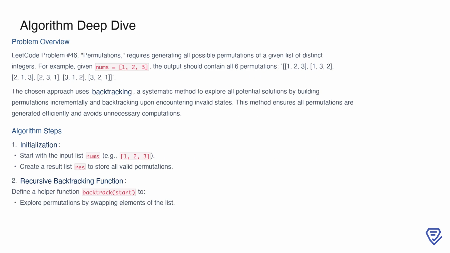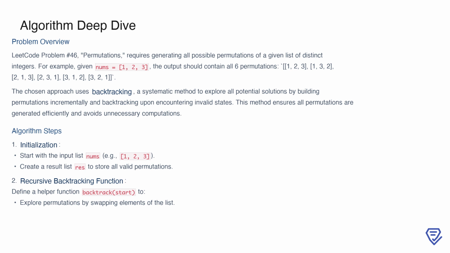In this problem, we are tasked with generating all possible permutations of a given list of distinct integers. For example, if the input list is 1, 2, 3, we expect an output containing all 6 possible arrangements of these numbers. To achieve this, we'll use a method called backtracking. Backtracking is a systematic way of exploring all potential solutions by incrementally building them and undoing changes when encountering invalid states. This approach ensures we efficiently generate all permutations without redundant computations.